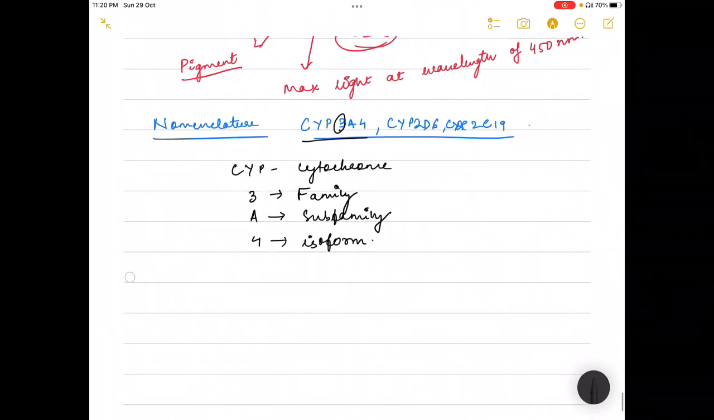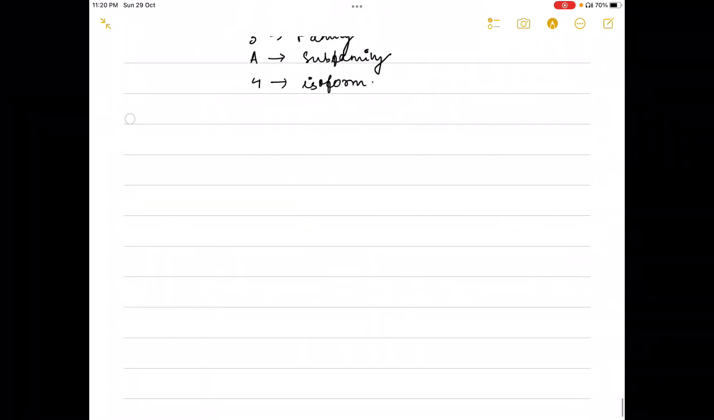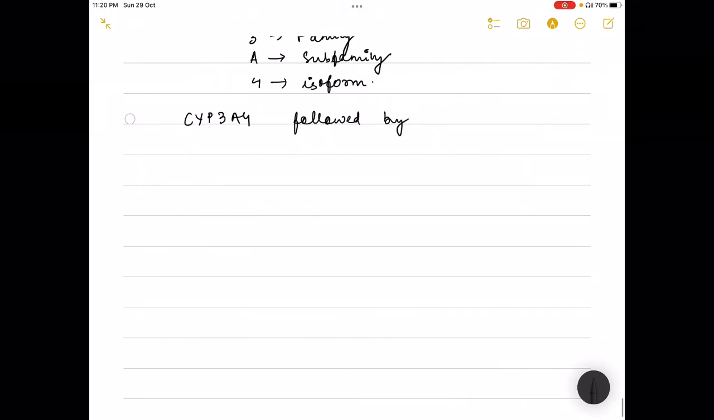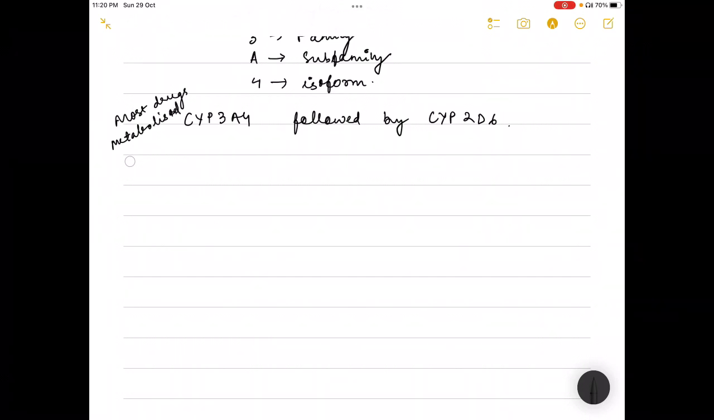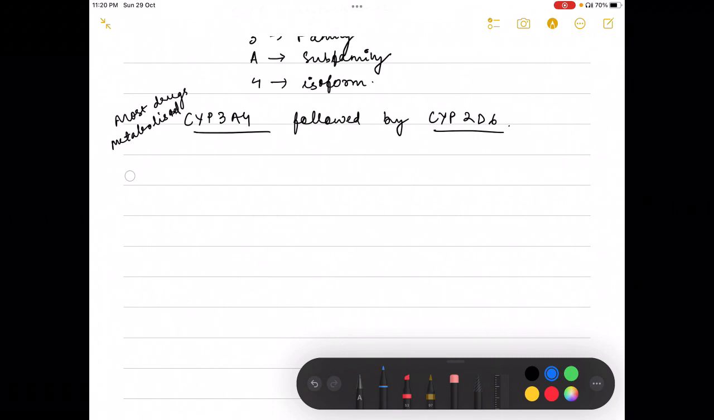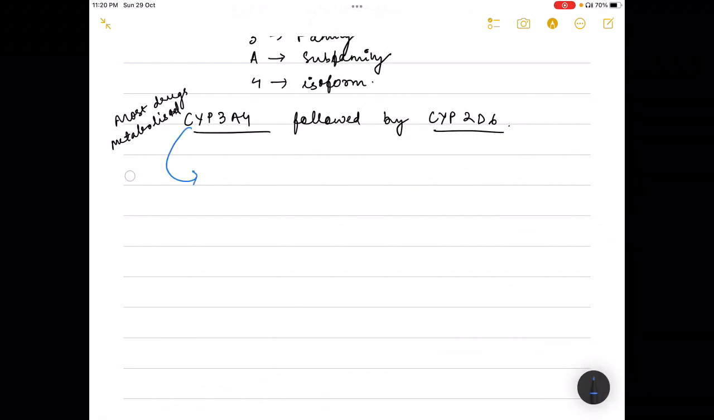Okay, so most of the drugs are metabolized by CYP3A4 followed by CYP2D6. Now, how will you remember the drugs which are metabolized by CYP3A4? There's a beautiful mnemonic so that you can remember. It is TCS CAN.